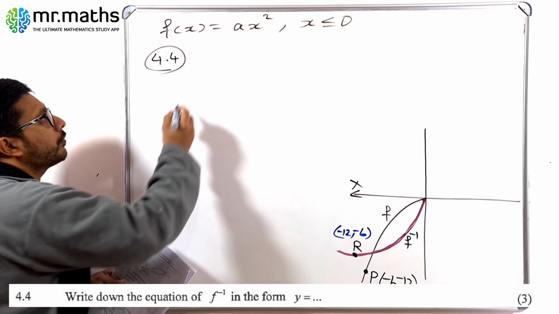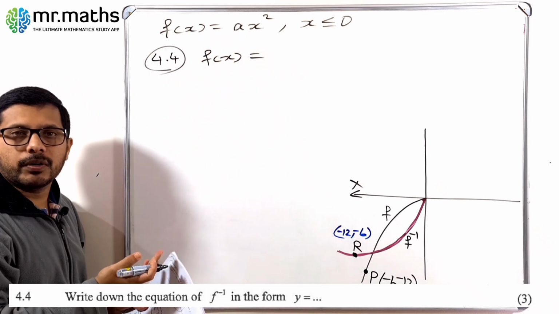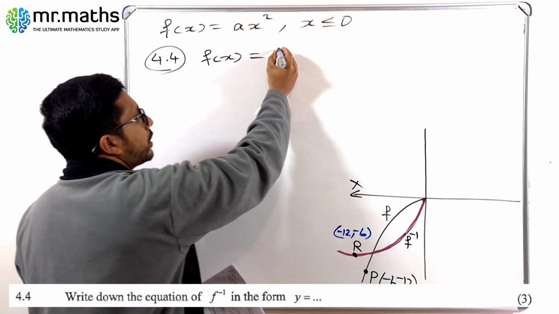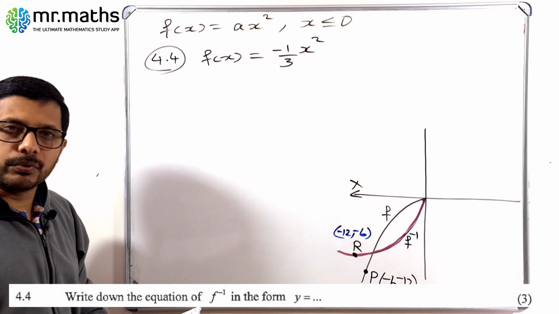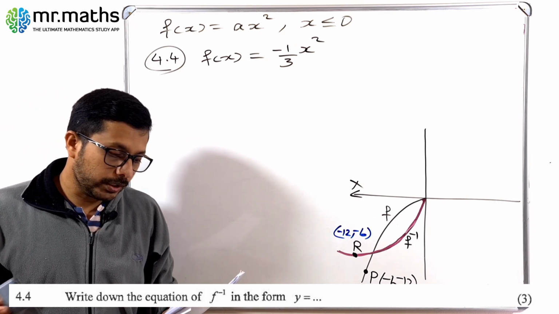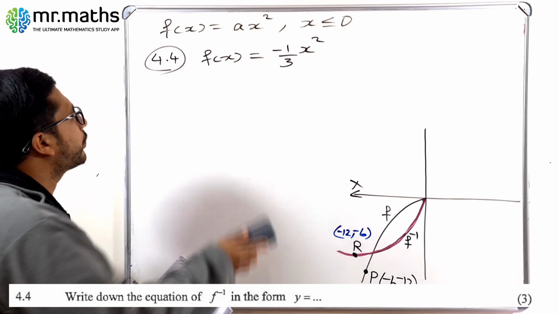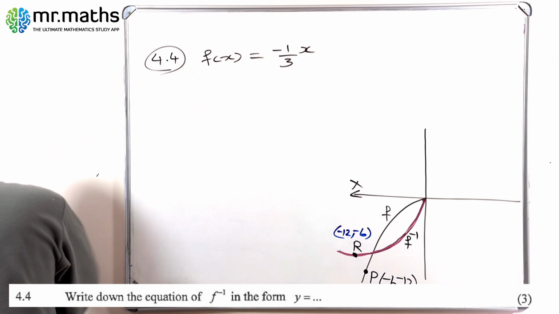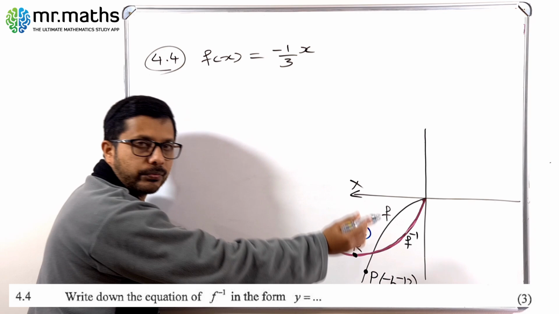Okay, so what is our f of x? Let me write the f of x. The value of a you already got. What is the value you got here? Minus 1 over 3, am I right? So just write that one, minus 1 over 3 x square. So that is our f of x graph. And here what is the question? Write down the equation of f inverse in the form of y is equal. That's a frequent question, you know, almost every year you can see that type of question. So you have to write the equation of this f inverse x graph.